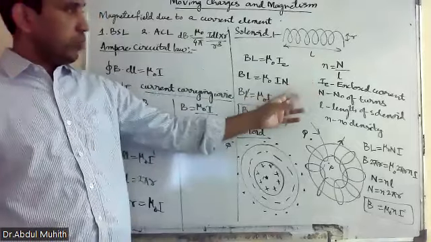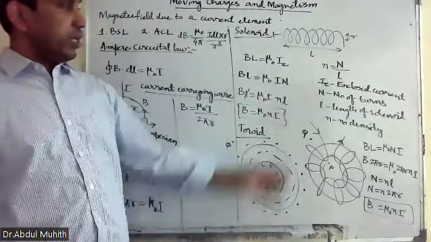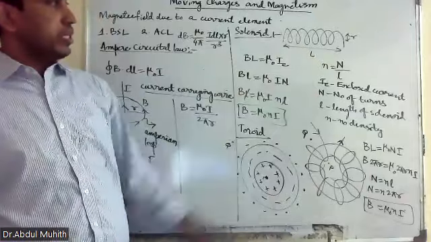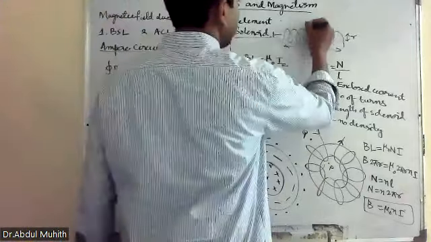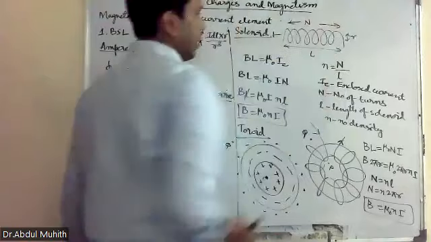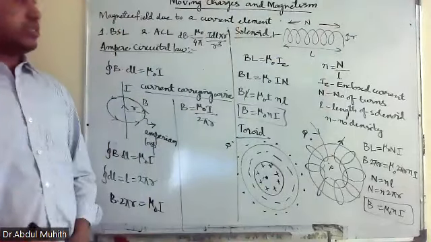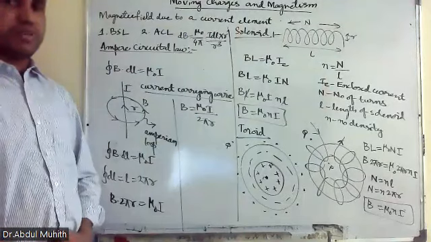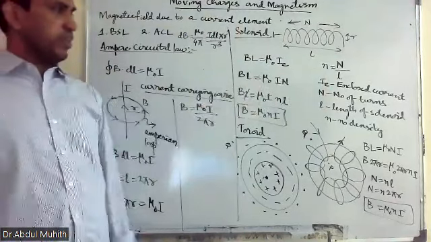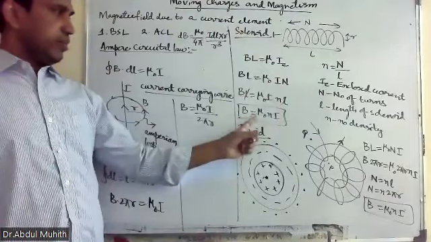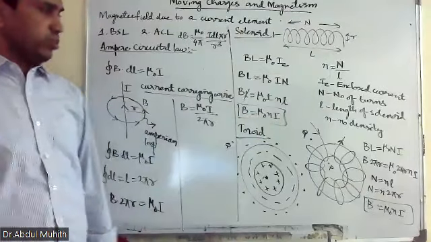But the enclosed current is equal to what? I into N, where I is the current and N is the number of turns. Here capital N is the total number of turns, and small n is the number of turns per unit length, also called the number density. Cross multiply, you get L n, and then L goes away and B is equal to mu0 n I.